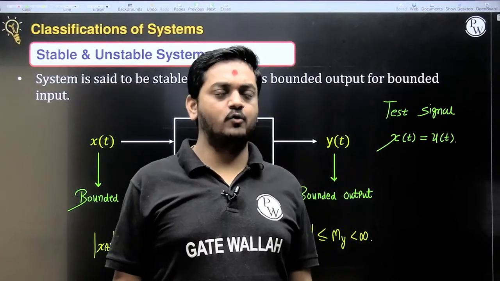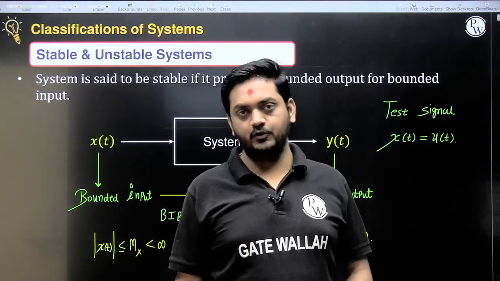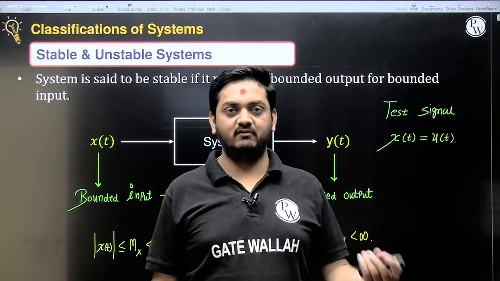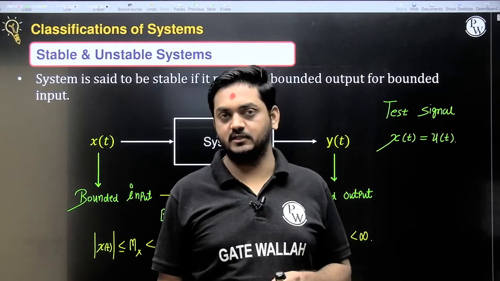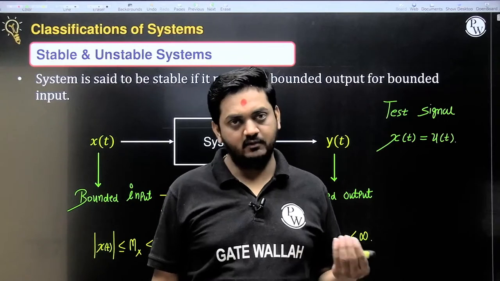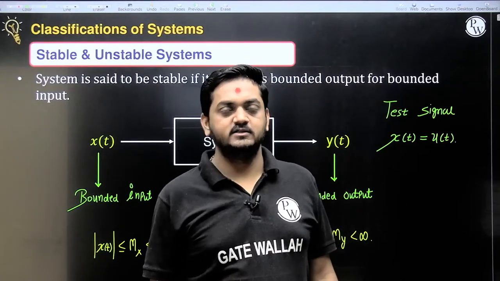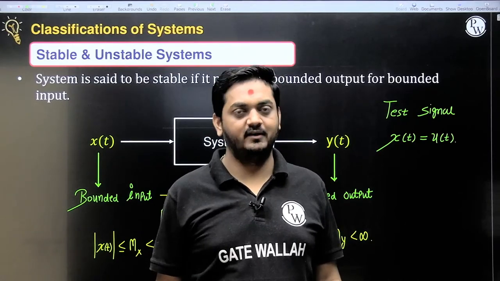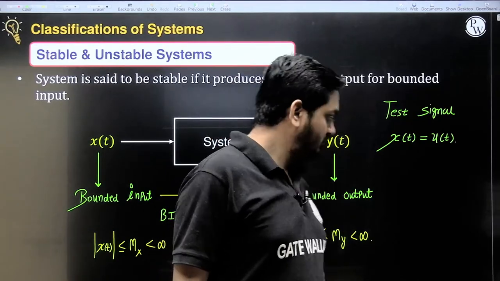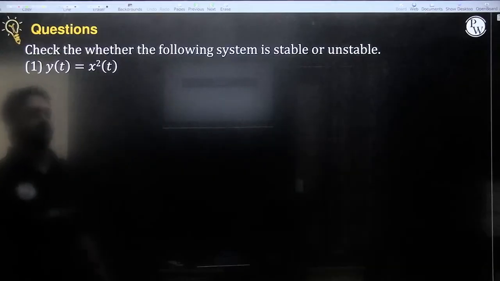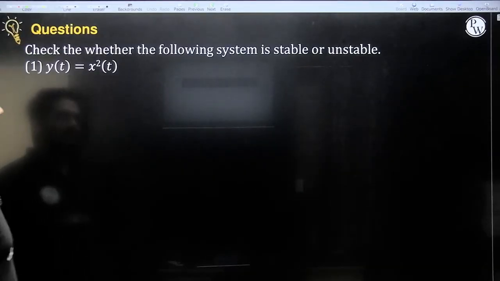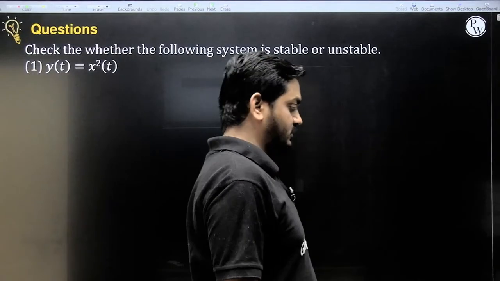Okay, so what you have to do, simply put x of t equal to u of t and check whether y of t is a bounded or unbounded signal. If it is bounded, then it is always stable. If it is unbounded, then it is unstable. Simply replace x of t with u of t, then find the output. So let us start with the very first question. Check whether the given system is stable or unstable.